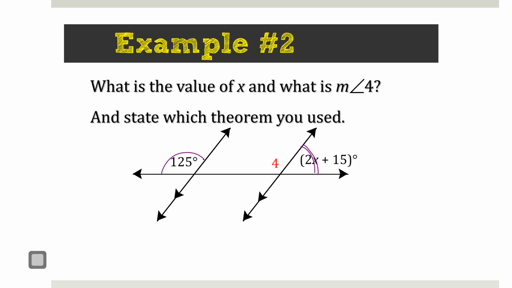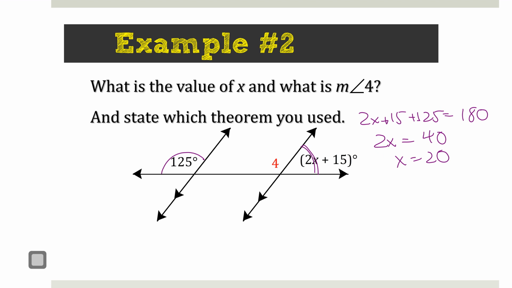So what should I do with the measures? Set them equal, or add them up and set them equal to 180? Add them up, set them equal to 180. I can do that. 2x plus 15 plus 125 is equal to 180. That's 140, so 2x is equal to 40, so x is a pretty answer of 20.